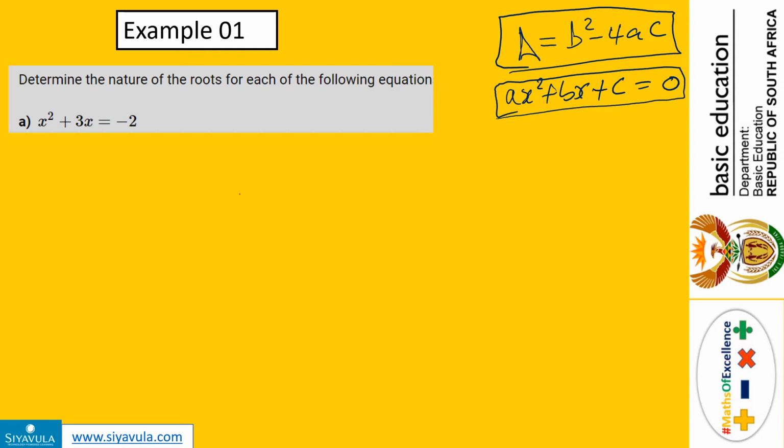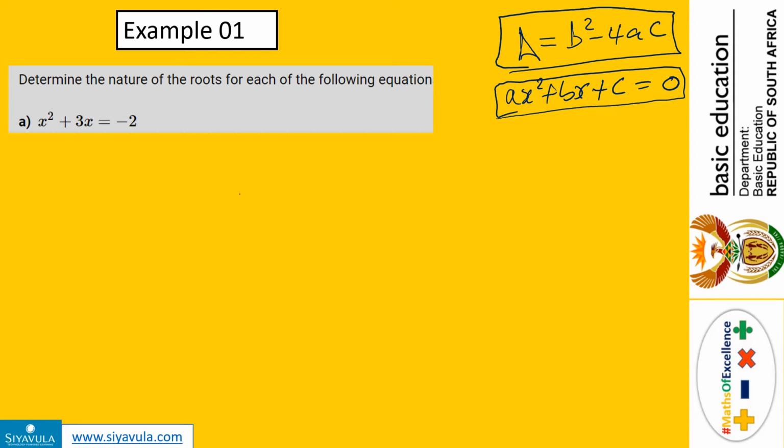Then after calculating your delta, think of the conditions of delta. Then you can conclude, okay, my roots are real, my roots are non-real, my roots are imaginary, something like that, right? Or my roots are equal.